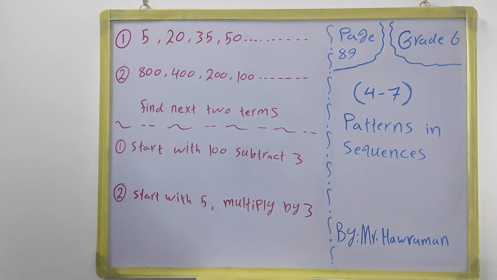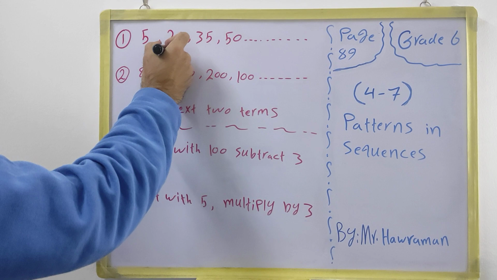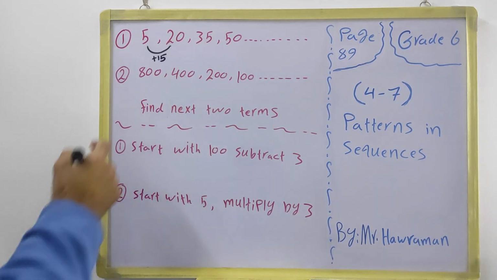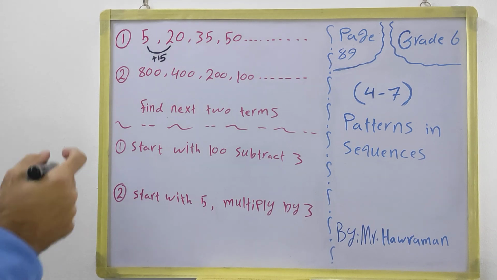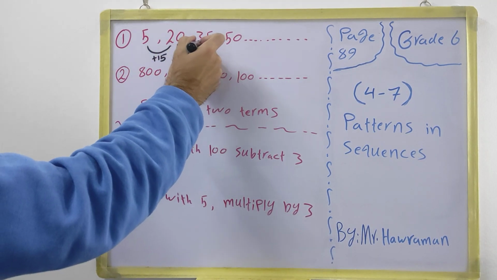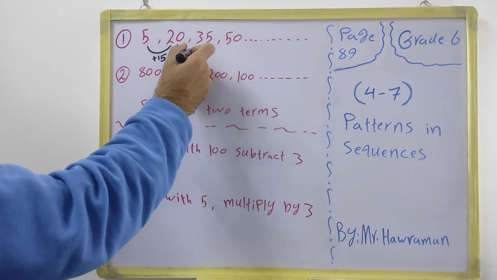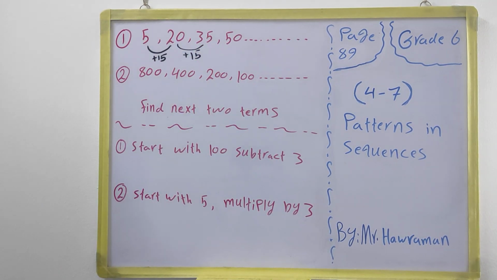What added to this number makes it 20? Plus 15. 5 plus 15 equals 20. Let's see, do we have the same change? Again, 20 plus 15 equals 35. Yes, for the next term.